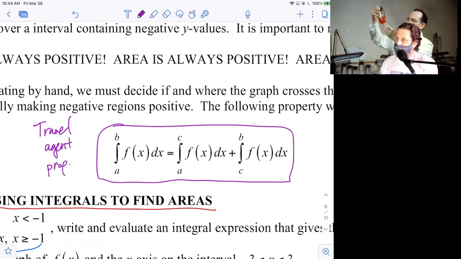It used to be, before you could do everything online by yourself, you'd hire a travel agent who would map out not only your entire vacation, but specifically your itinerary to get you from point A to point B. This one says the integral from A to B is the same as the integral from A to C plus the integral from C to B, okay?